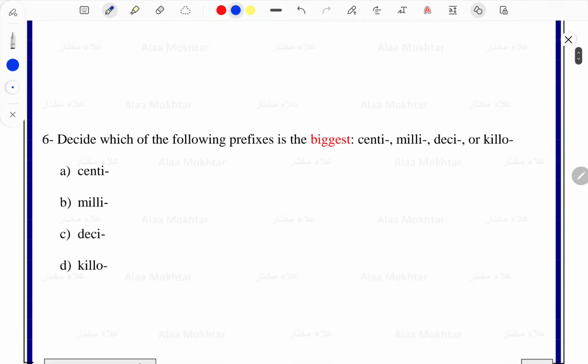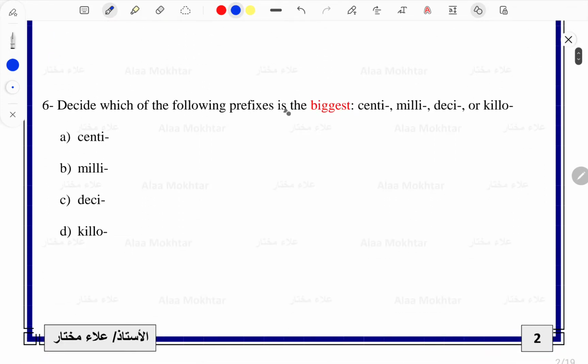Question number 6. Decide which of the following prefixes is the biggest: centi, milli, deci, or kilo. I think all of us know there are different prefixes. Centi equals 10 to the negative 2. Milli is 10 to the negative 3. Deci, 10 to the negative 1. Kilo, 10 to the power 3. Which one is the biggest? It is clear to all of us, it is kilo. Kilo is the biggest prefix.